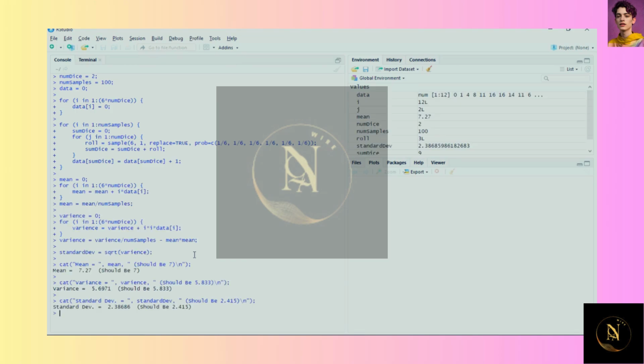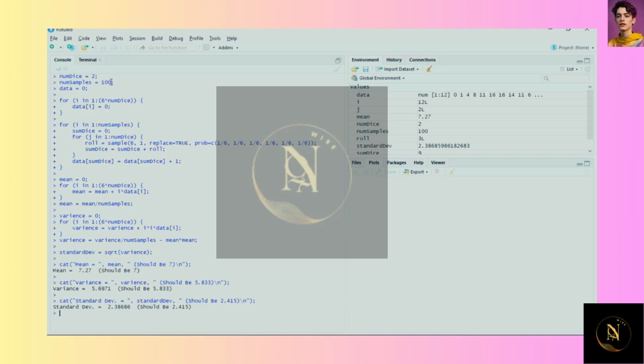All right, so after rolling two dice and adding up their sides 100 times, we find that we have a mean of 7.27. And if we remember from problem 20, we got a theoretical mean of exactly 7, so fairly close. Our variance we got here was 5.6971. The theoretical variance should be 5.833, which is also pretty close. And we got a standard deviation of 2.38686, and the theoretical should be 2.415, also pretty close.